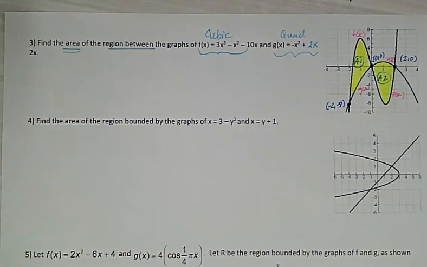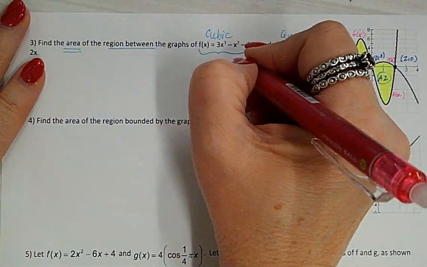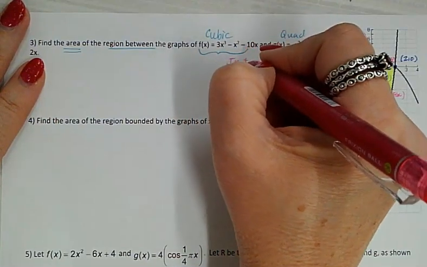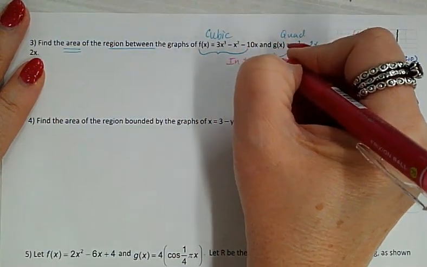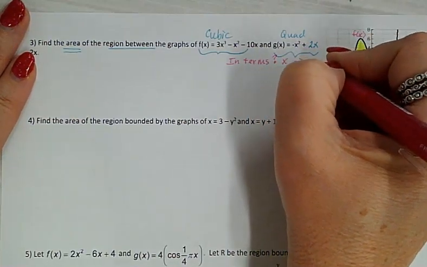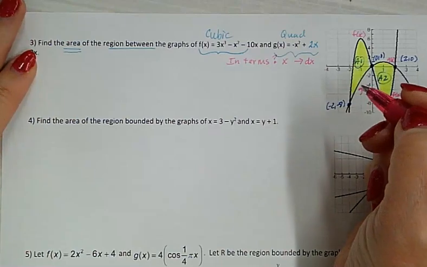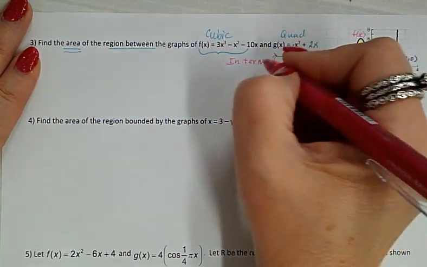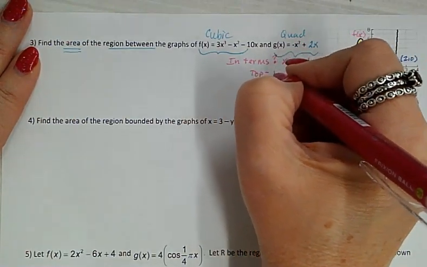The next thing I'm going to do is answer my question. So in terms, what is the equation in terms of? And it's in terms of x, which means I'm going to use a dx situation, which means I'm going to set my problem up top minus bottom.